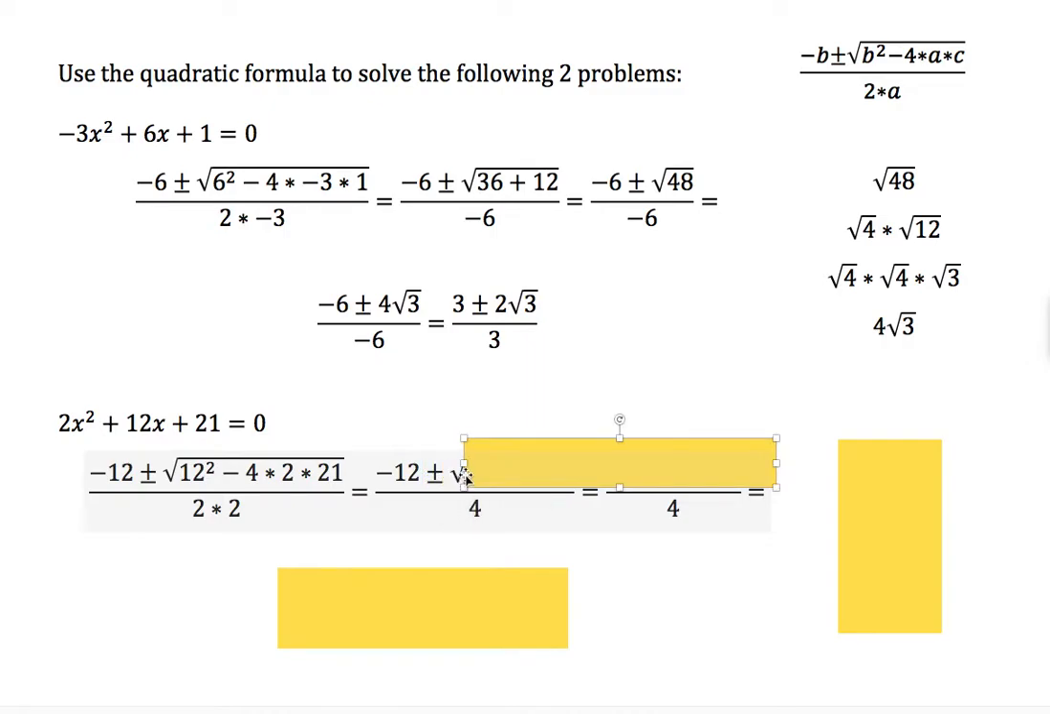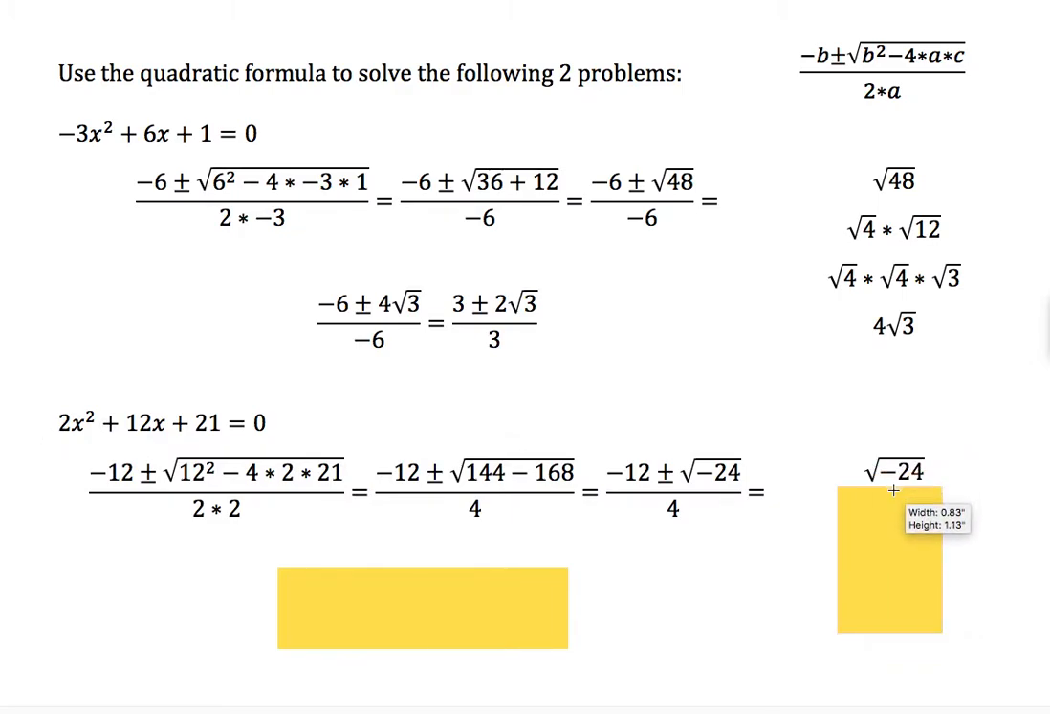But the 12 squared becomes 144. And then the negative 4 times 2 times 21 gives me a negative 168. And negative 144 minus 168 gives me a negative 24. And again, I need to simplify what's under my radical. So this square root of negative 24, I can factor it as i times the square root of 4 times the square root of 6. And this i is from this negative sign.